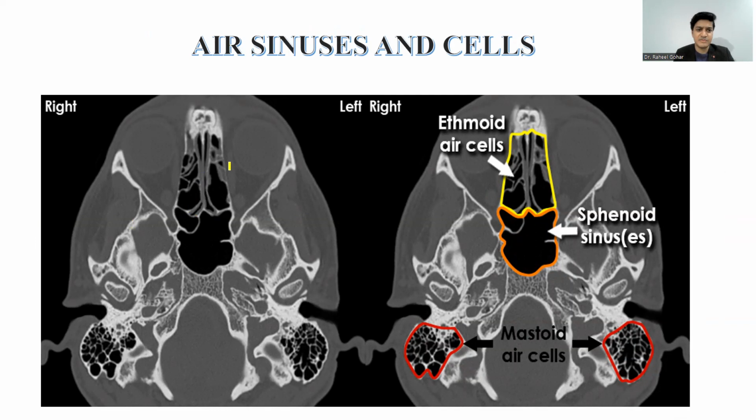So here you can see this is the frontal bone. It contains the air sinuses. Then we have the sphenoid sinus. Here you can see. Then posteriorly, we can see the air sinuses of the mastoid bone, which is the part of the petrous bone. So here you can see on the bone window.